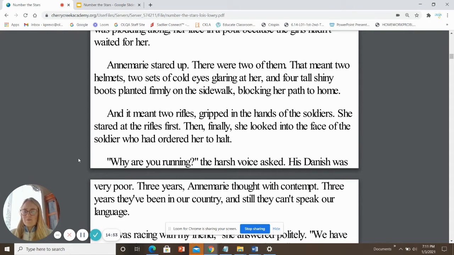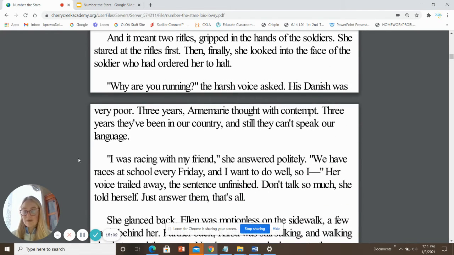3 years, Anne-Marie thought with contempt. 3 years they've been in our country, and they still can't speak our language. I was racing with my friend, she answered politely. We have races at school every Friday, and I want to do well, so... Her voice trailed away, the sentence unfinished. Don't talk so much, she told herself. Just answer them, that's all.